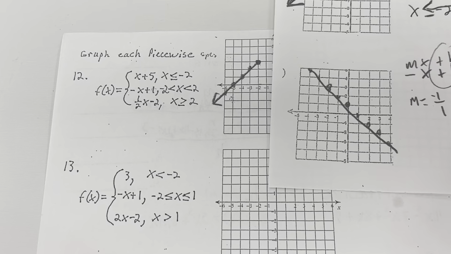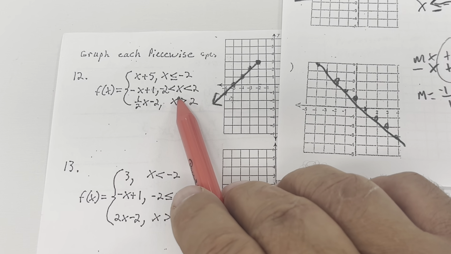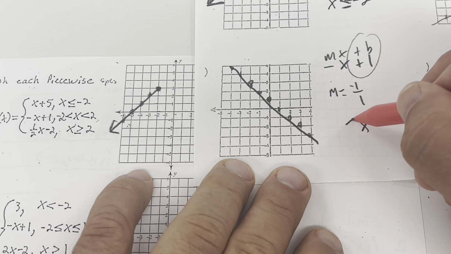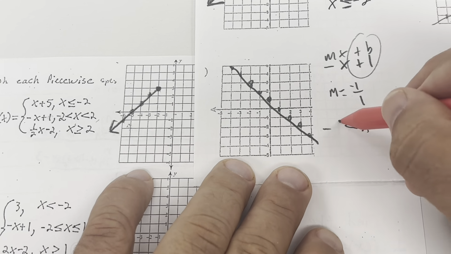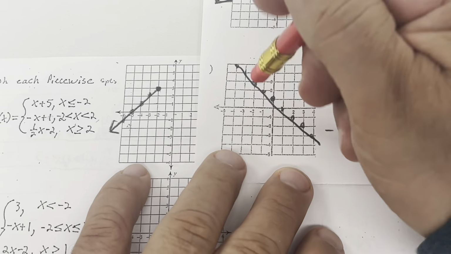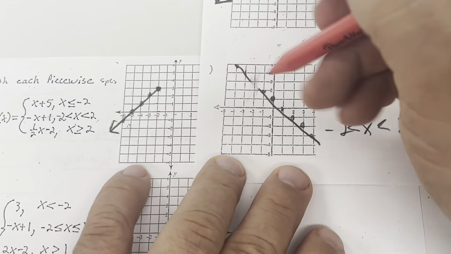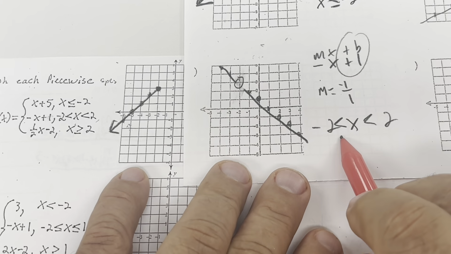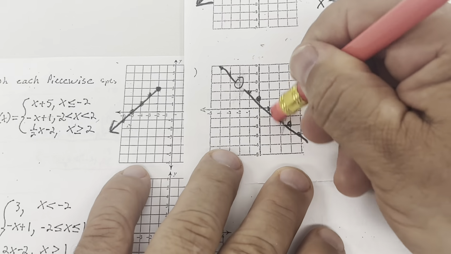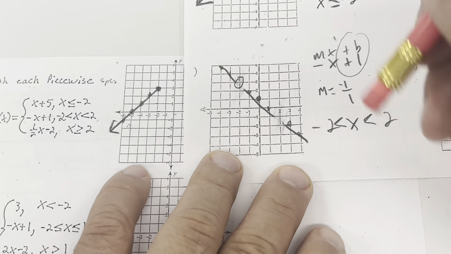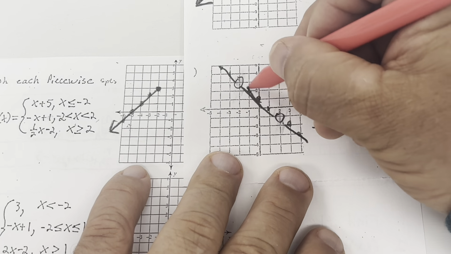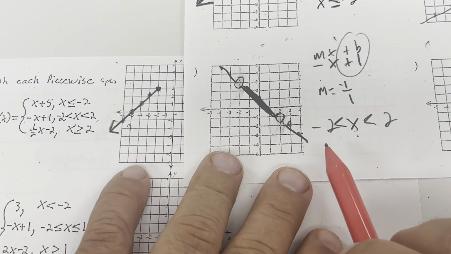My next graph, I have to bring this domain restriction over. X is between negative 2 and 2. So on this graph, I want to do x is between negative 2 and 2. So I go over to negative 2, I go up to the graph, I put an open circle there, and notice, there's no line under it, so I leave it open. I go over to x value 2, go down to the graph. Notice, there's no line under it, so I have to leave this open. I'm only interested in this zone that's between negative 2 and 2.